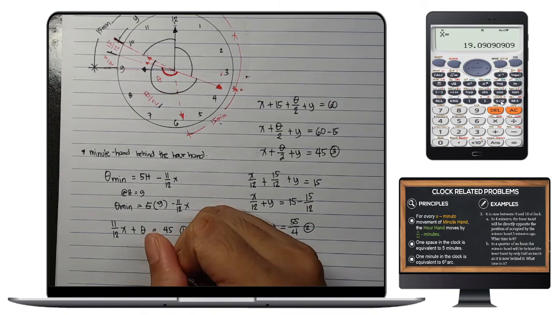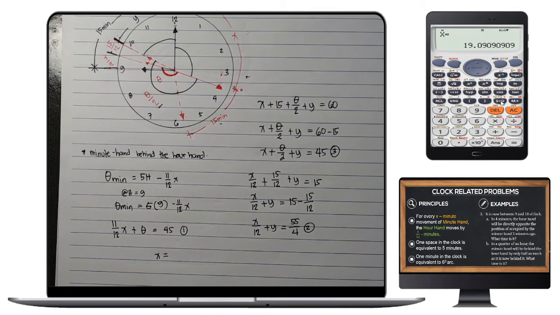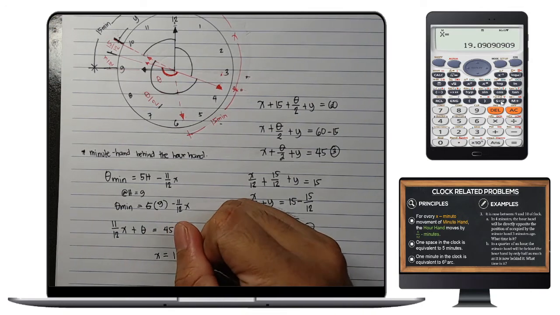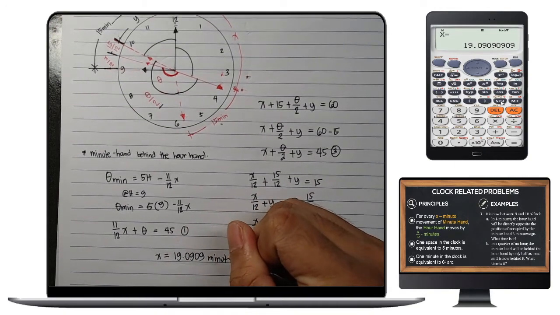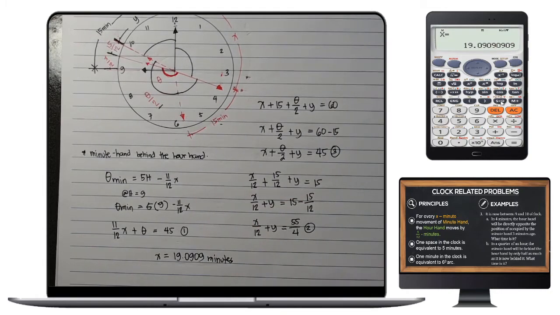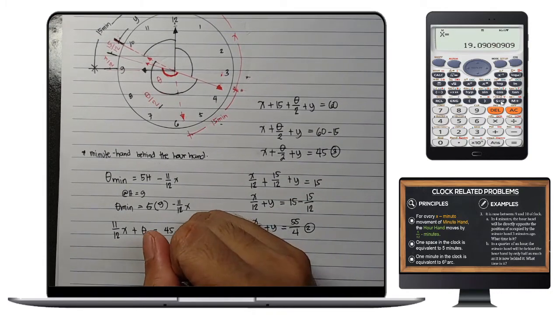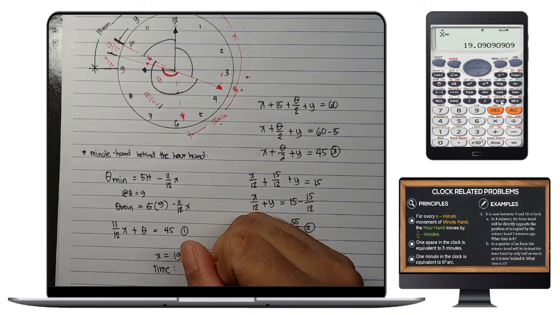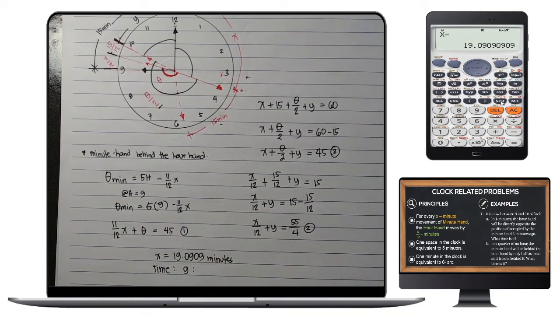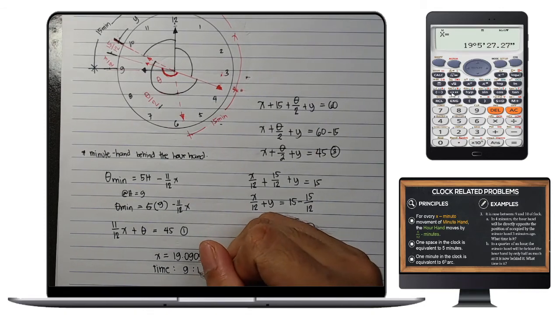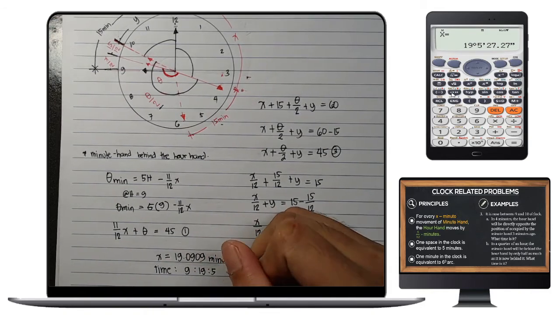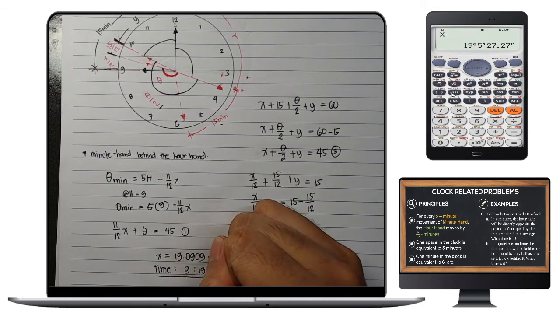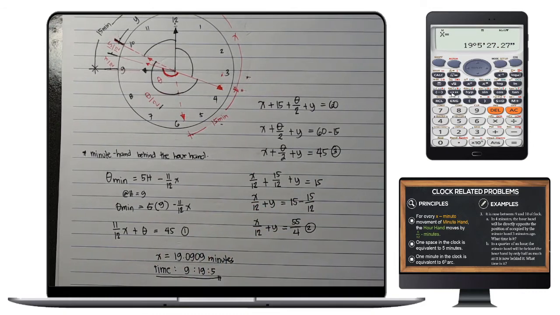So, yun lang naman ang kailangan natin. So, we have x to be 19.09, so 19.0909 minutes. Okay? Since ang pinapahanap sa atin is what time? What time after 9 o'clock? So, that is 9 o'clock and so, yung 19.09 natin is 19 minutes and 5 seconds. So, this will be our answer.